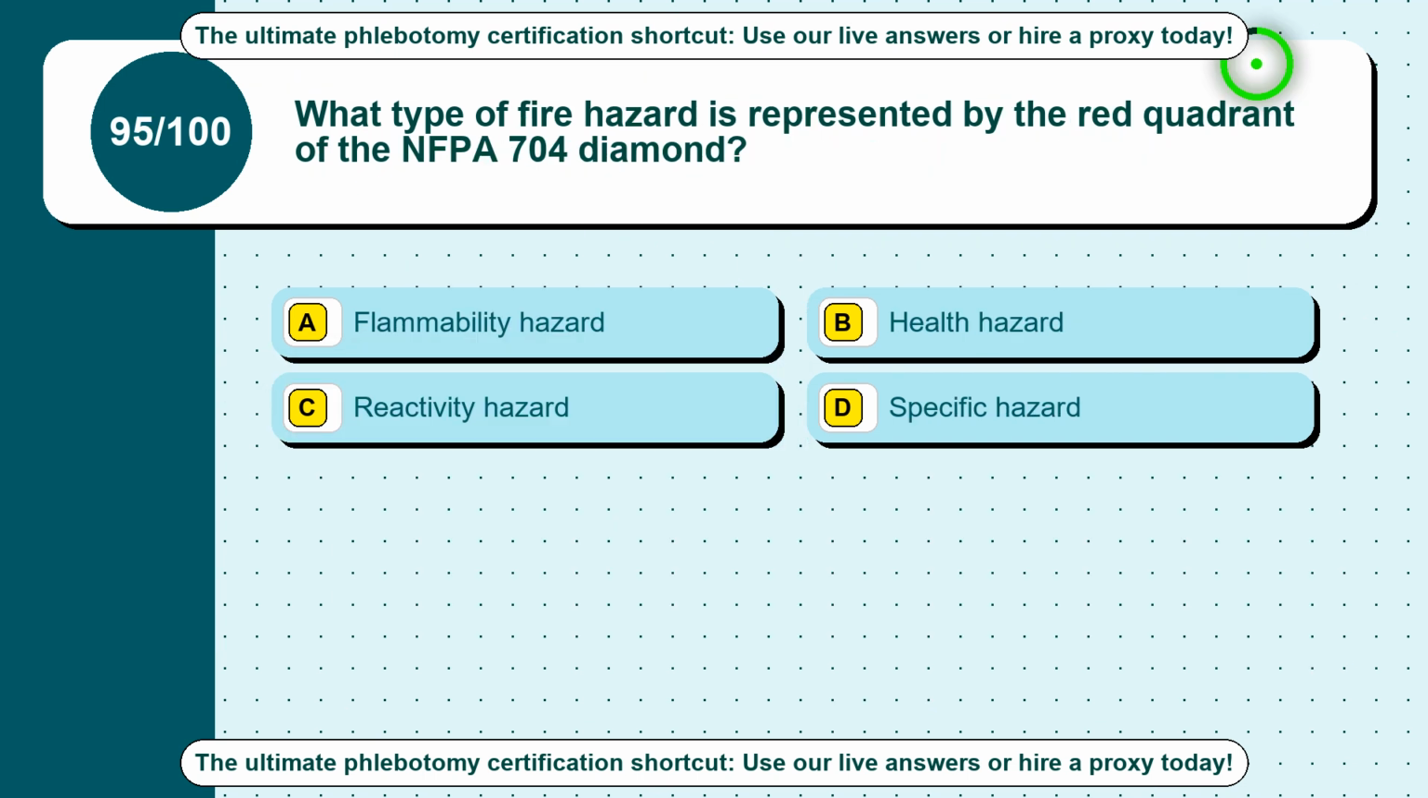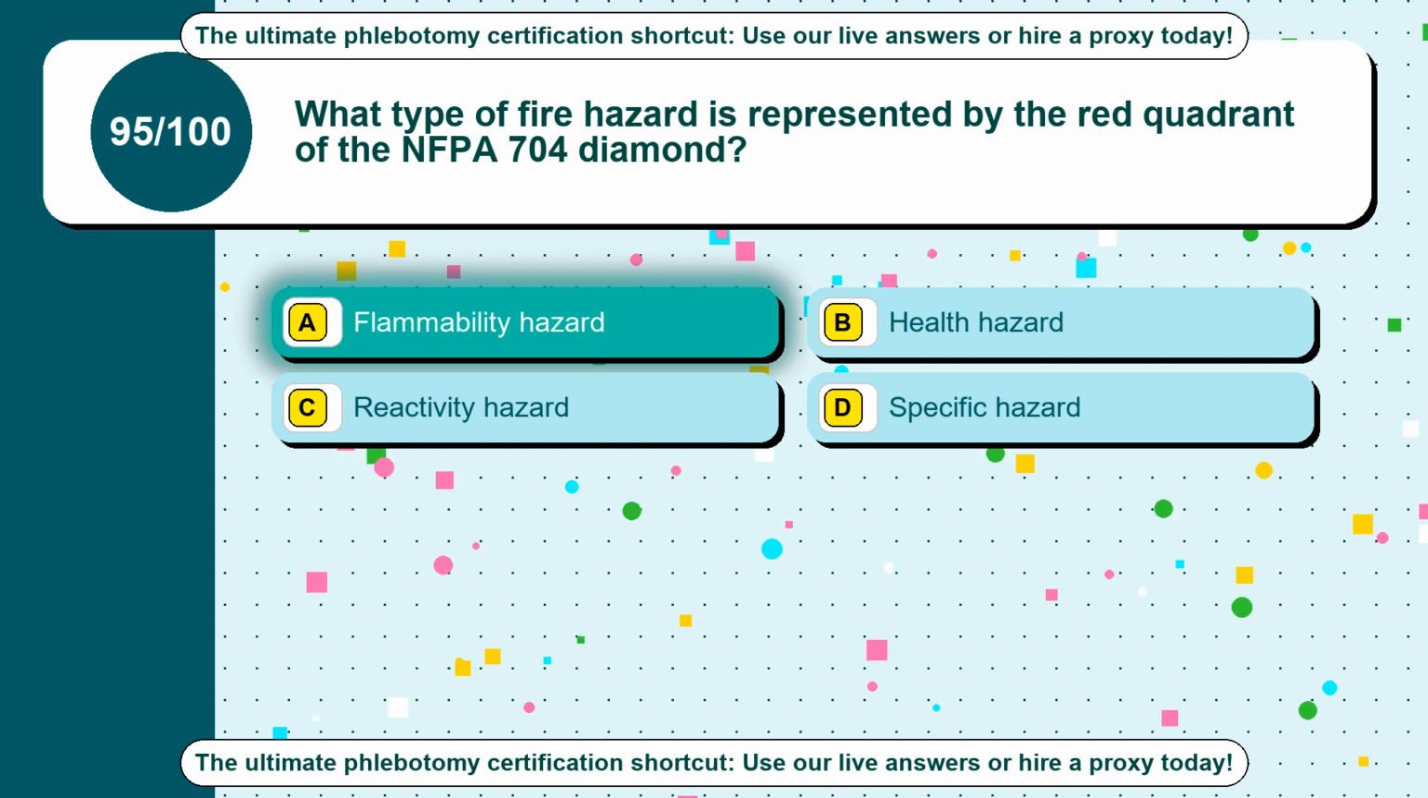Question 95. What type of fire hazard is represented by the red quadrant of the NFPA 704 diamond? Option A, flammability hazard. Option B, health hazard. Option C, reactivity hazard. Option D, specific hazard. The correct answer is option A, flammability hazard.